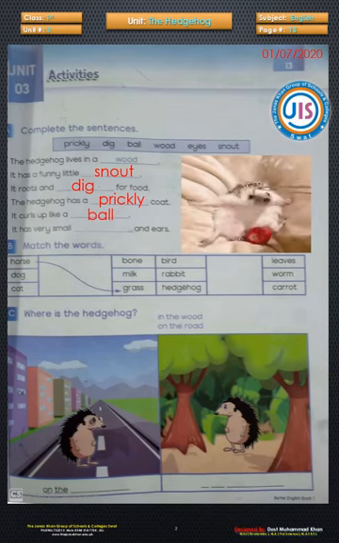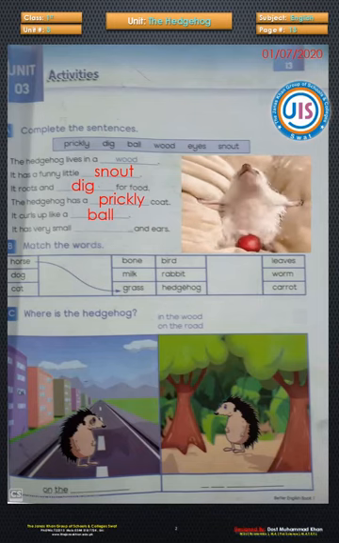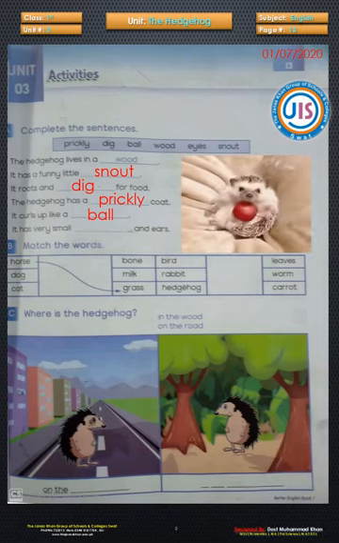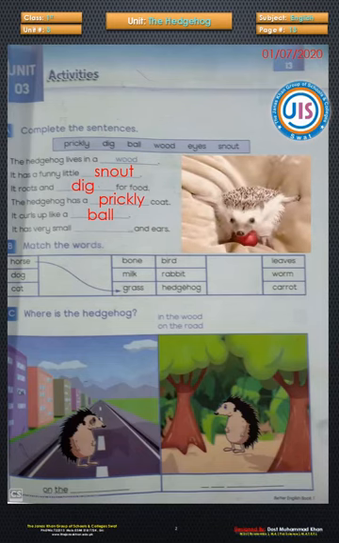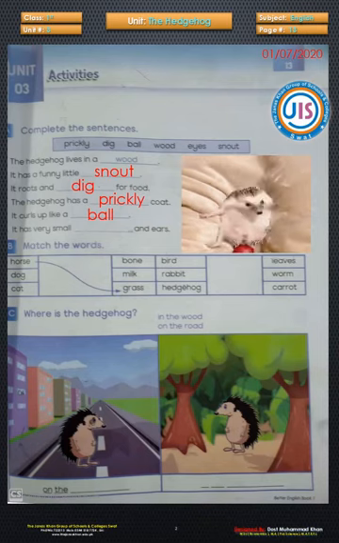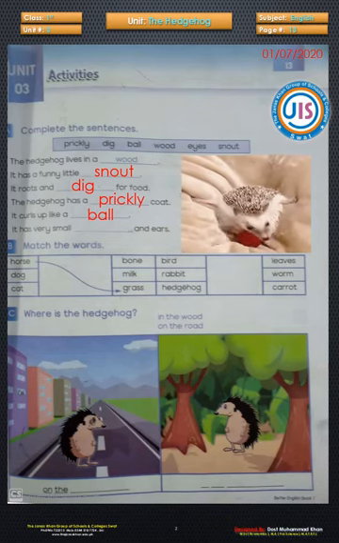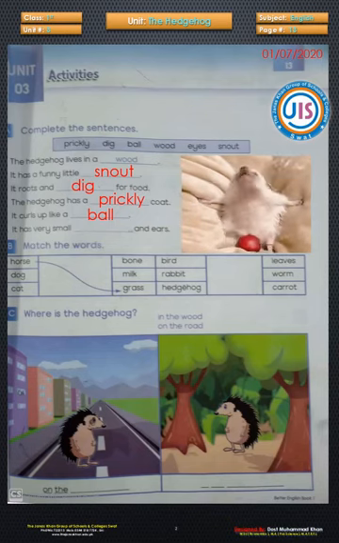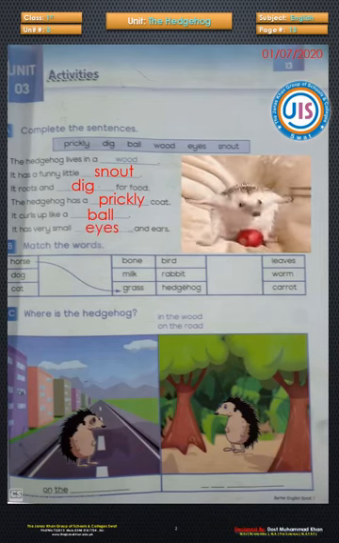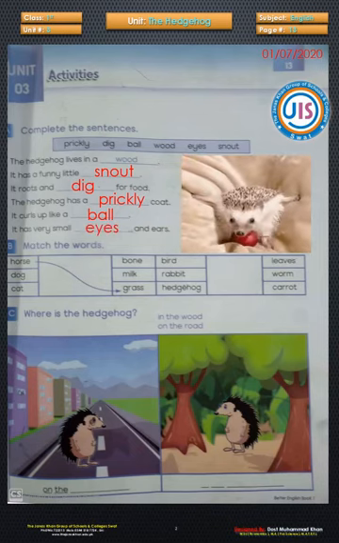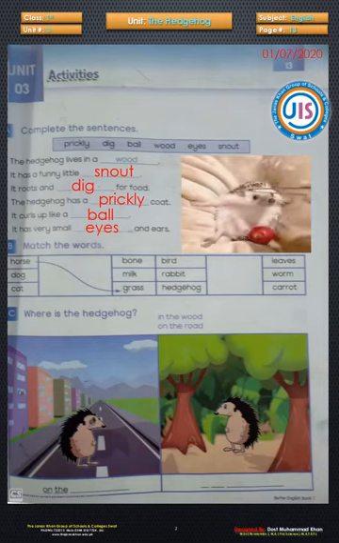Okay, the last one is, it has very small and ears. Kaun sa reh gaya? Prickly we used, dig we used, ball we used, wood we used. Eyes, okay, it has very small eyes. Look at the eyes. Ye toh khud bhi itna chhota hota hai, toh zaahir hai ki iski aankhein bahut chhoti hongi. A small eyes and ears. These are the eyes and iske chhote-chhote ears bhi hote hain. Okay, this is done.